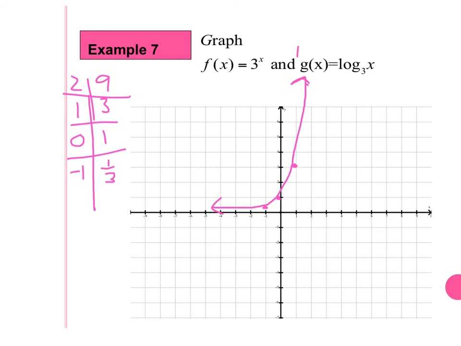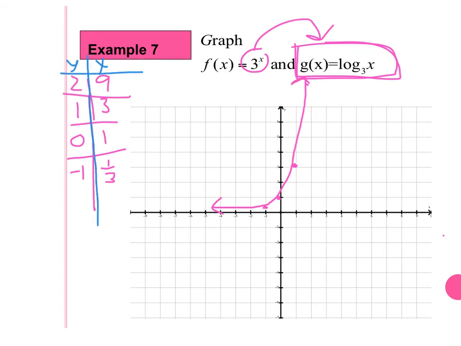So when graphing the log base 3 of x, it's a lot harder for us to plug in numbers here, but we do know that this function is the inverse of this one. So we can take our x's and y's and just flip them to give us our g of x graph. So what were once our y's are now our x's, and our x's are now our y's.